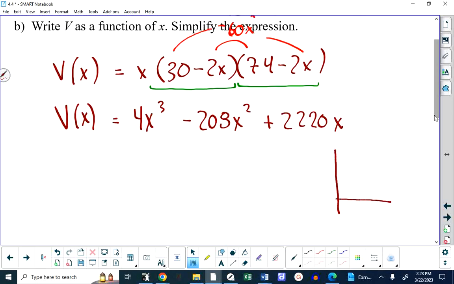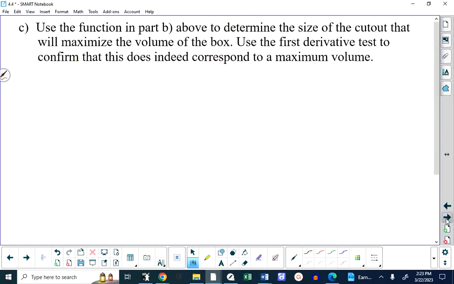Conceptually speaking, I hope you understand that if there is a maximum volume, then there is some point on the graph that's at the top of a local region or a local hill. And I hope you understand that that's a maximum, which means there's a critical value of x. So now we're doing what we did yesterday. We have to differentiate and find the critical value of x. There's going to be one exception here. We're done B. Right, that's B. Use the function to determine the size of the cutout.